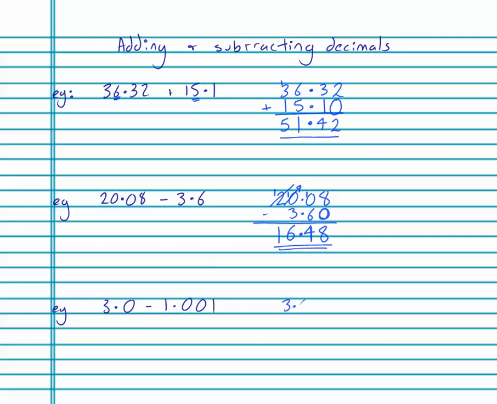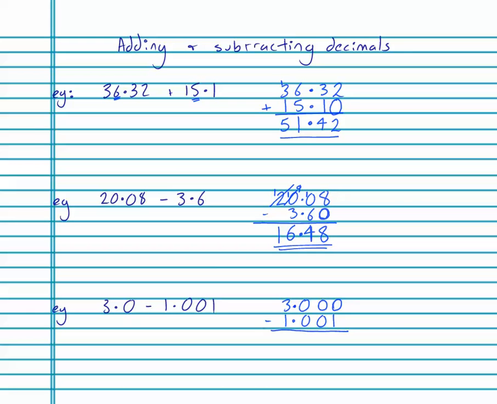One last example. 3.0 minus 1.001. We must line up the decimal points, but now see what's happened. I've got this gap on the top. Well then, just put a 0 in the hundredths and a 0 in the thousandths. 3.000, we haven't changed the meaning.